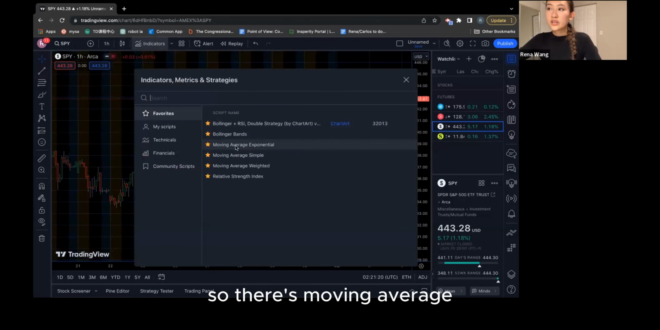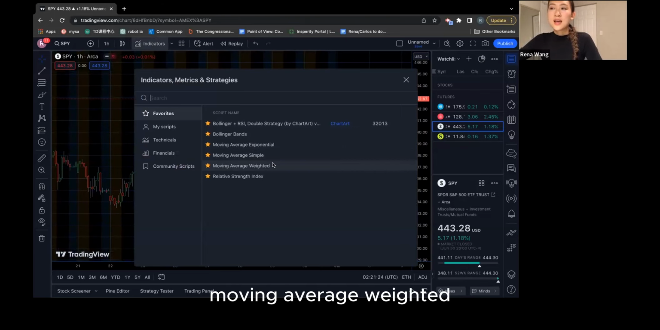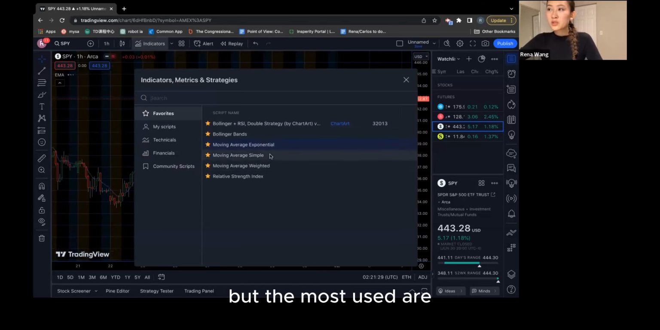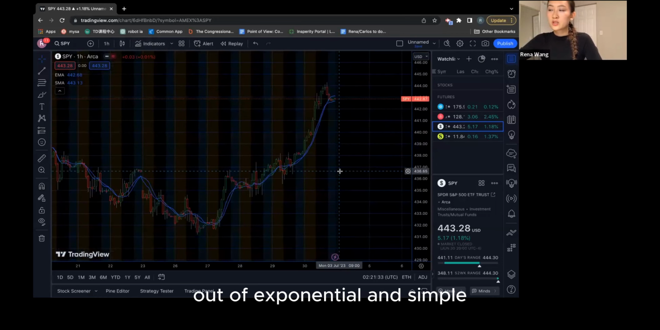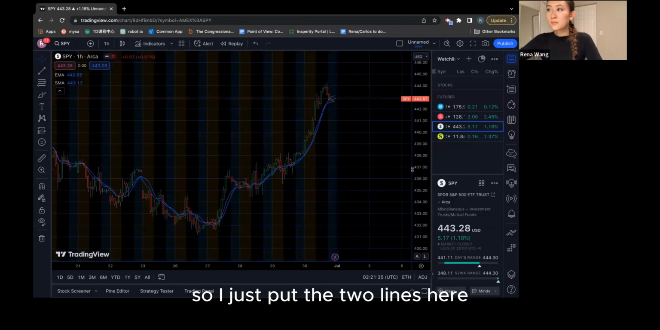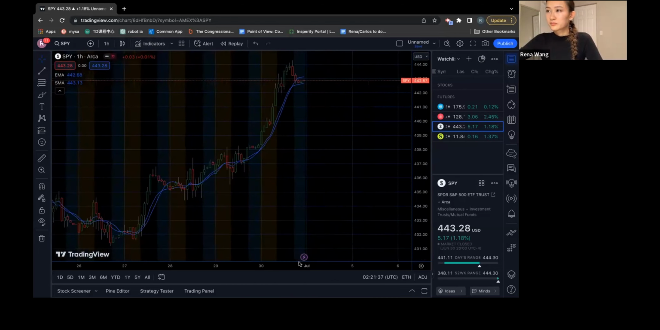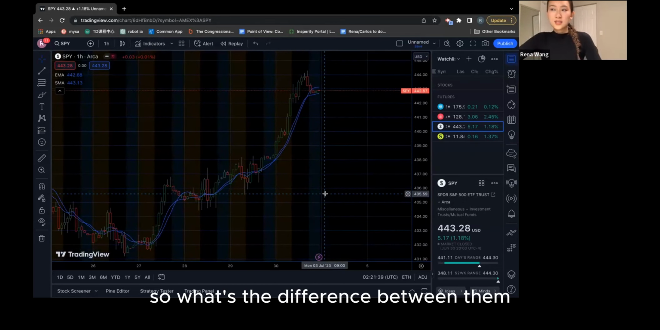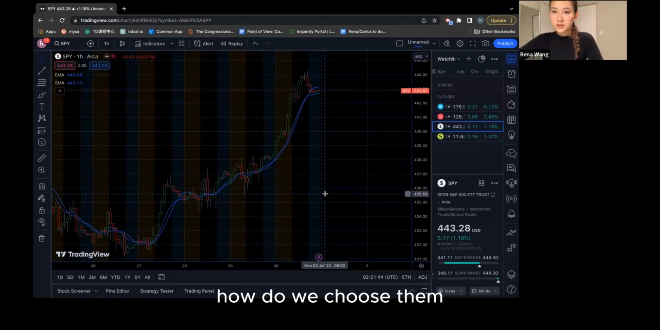So moving average, you can see here, there's moving average exponential, moving average simple, moving average weighted. And there are, I think, 5 other types, but the most used are moving average exponential and simple. So I just put the 2 lines in here. What's the difference between them and how do we choose them?